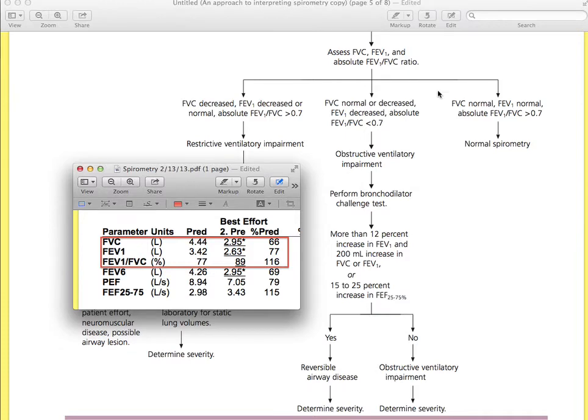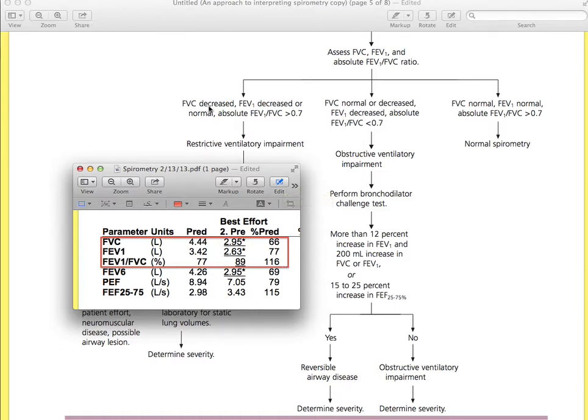So in an obstructive disease, the FVC may be normal or decreased, and here it is decreased. The FEV1 is decreased. Here the FEV1 is also decreased. And then the absolute ratio is less than 70%. And here this is actually greater than 70%. So it doesn't look like it's obstructive.